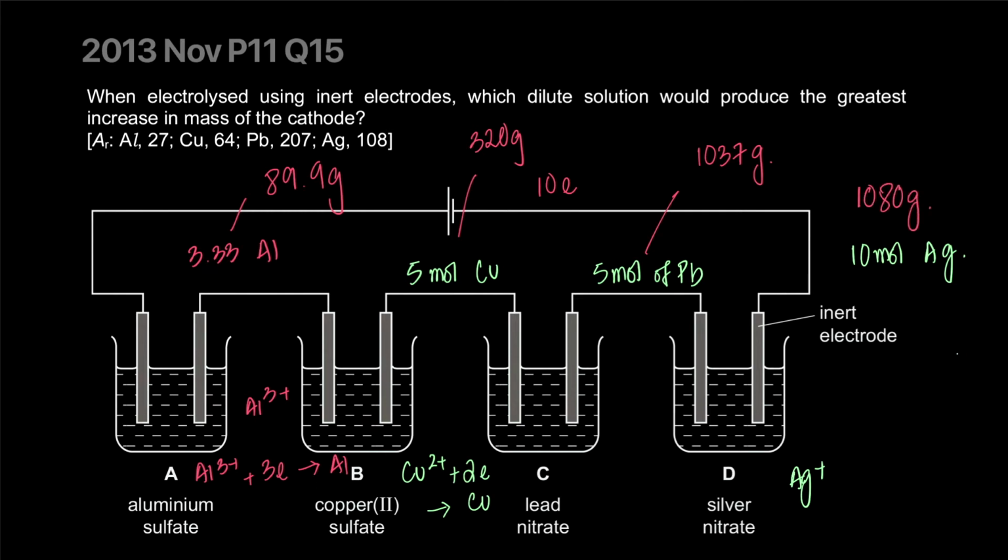So it is D, right? So you end up producing, let's start from here, 89.9 grams of aluminum, 320 grams of copper, 1,037 grams of lead, and 1,080 grams of silver. Which solution would produce the greatest increase in mass in the cathode? Well, it's going to be silver. Yay! It's going to be D, which will produce the largest gain.